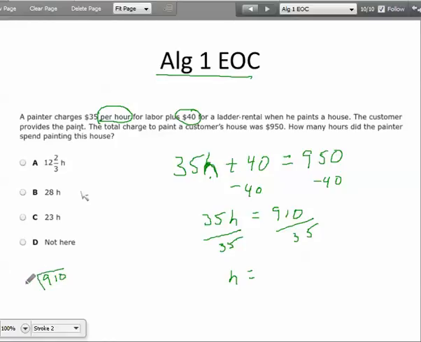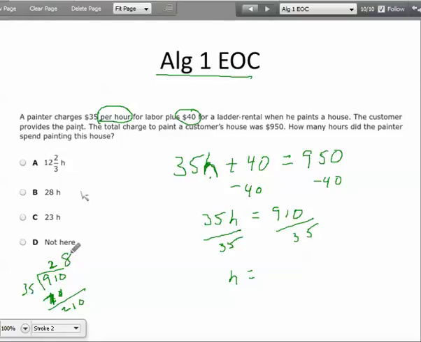910 divided by 35. Let's see here. 2 would be 70, 770. That's a 7. It really is a 7. And I wind up with 210 as what I've got left. Okay. So let's see here. Well, it's either going to be 23 or 28, right? Well, 23 would be 100, and that's not going to be enough.